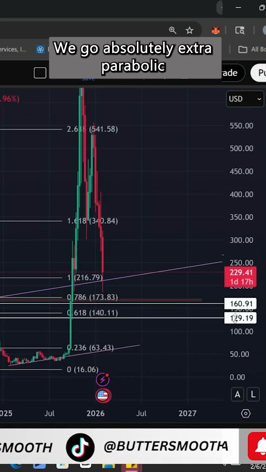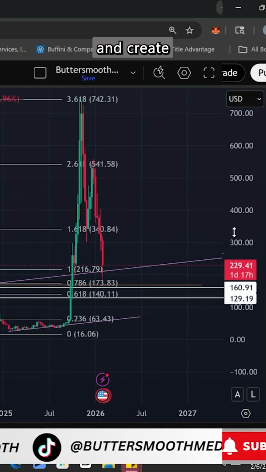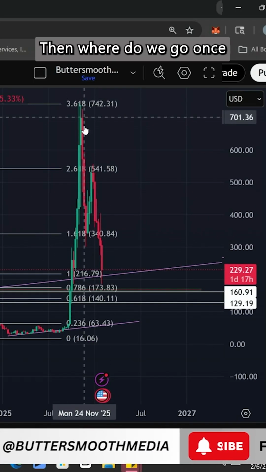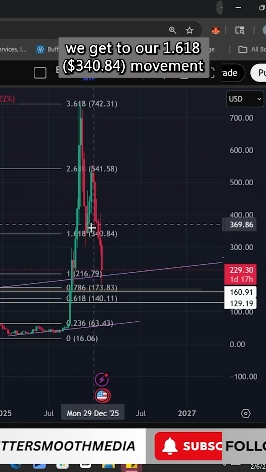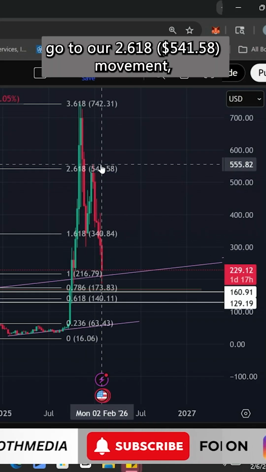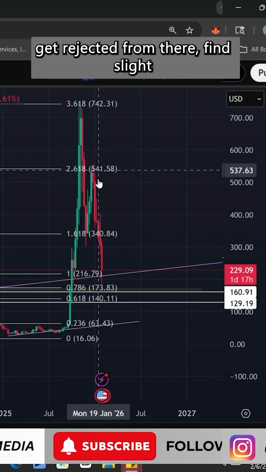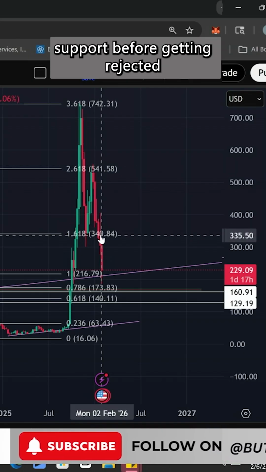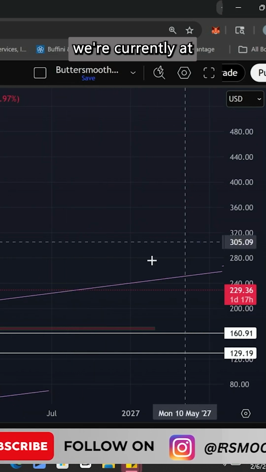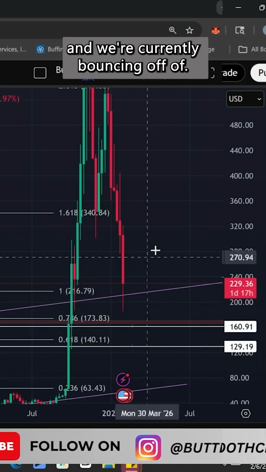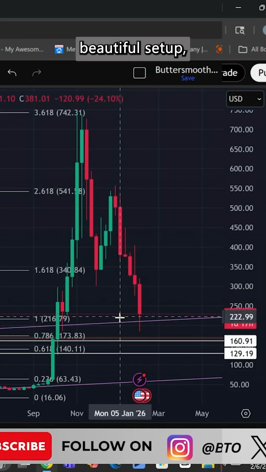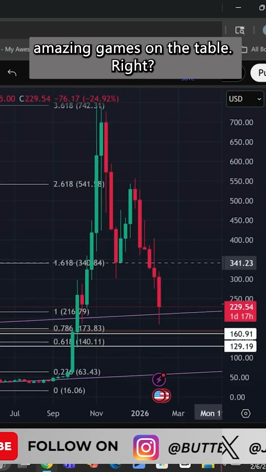We go absolutely extra parabolic and create a true, real all-time high for Zcash. Then where do we go once we start getting pulled back down? We go to our 618 movement, bounce off of that, go to our second 618 movement, get rejected from there, find slight support before getting rejected all the way down to our trend line, which is where we're currently at and we're currently bouncing off of. So this is just a beautiful movement, beautiful setup, amazing gains on the table.